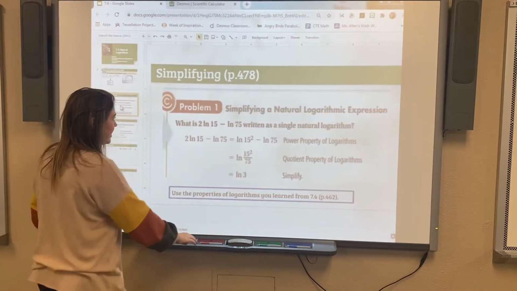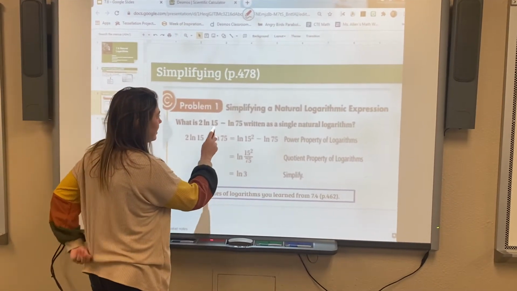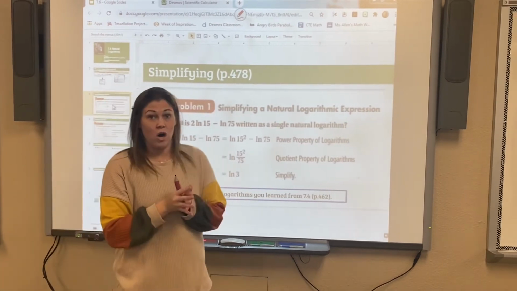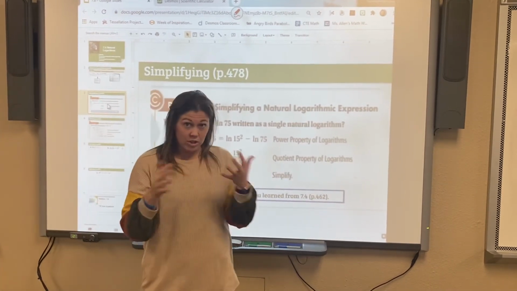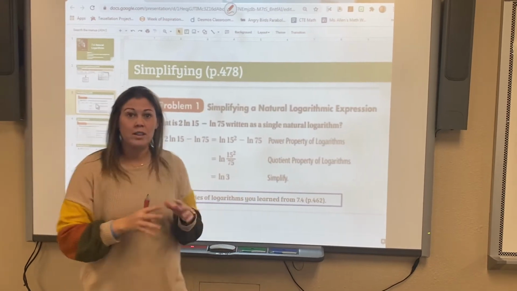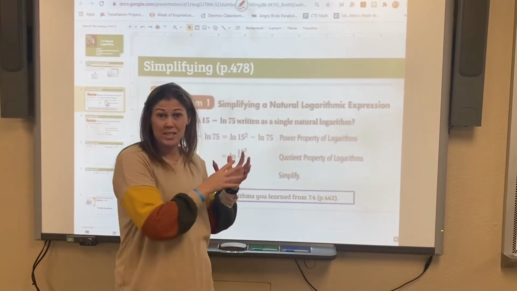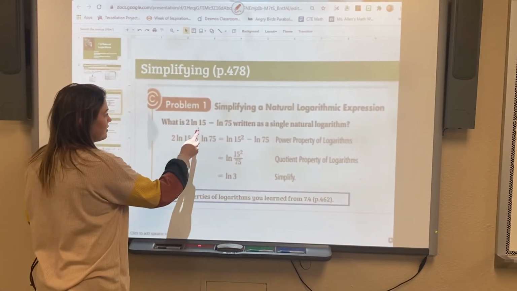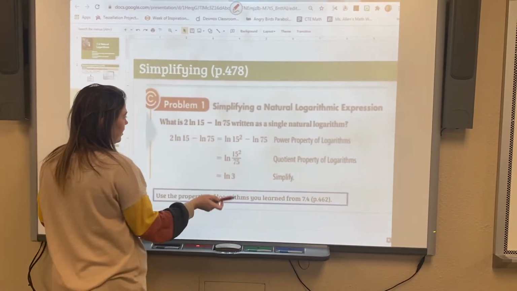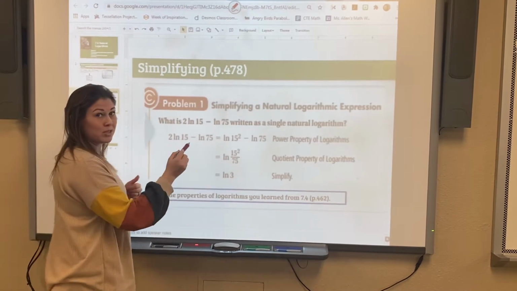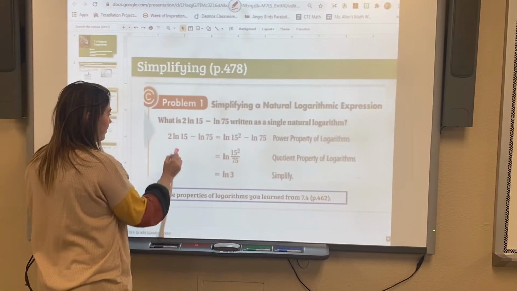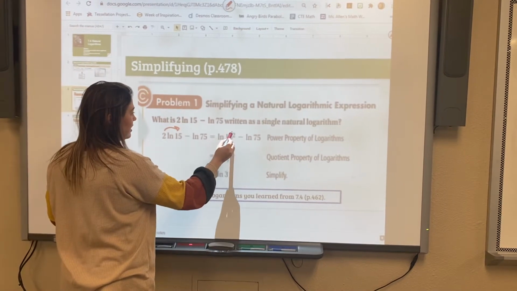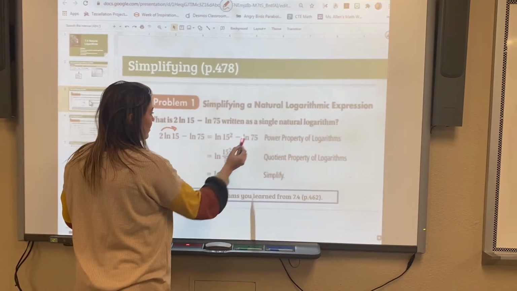It says, what is 2 natural log of 15 minus the natural log of 75 written as a single natural log? We've done this with just logs back in 7.4. The same properties apply today. This 2 represents the exponent of the 15. So this is the same thing as natural log of 15 squared minus the natural log of 75.